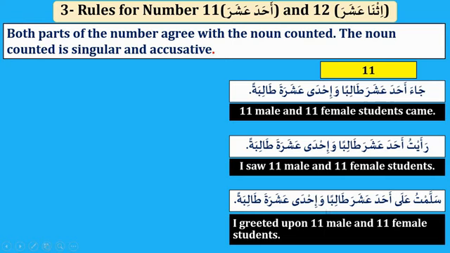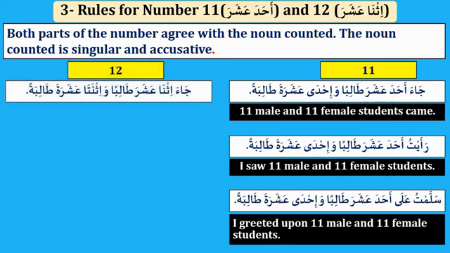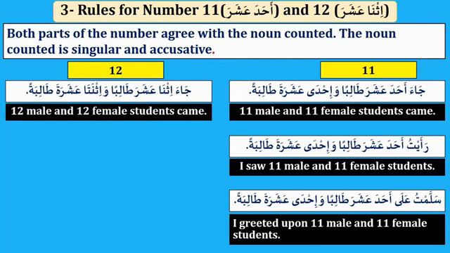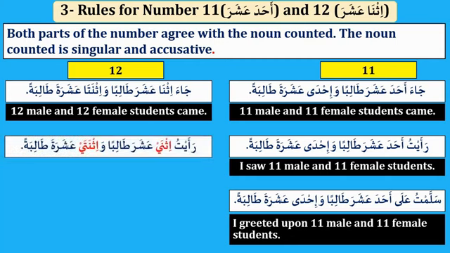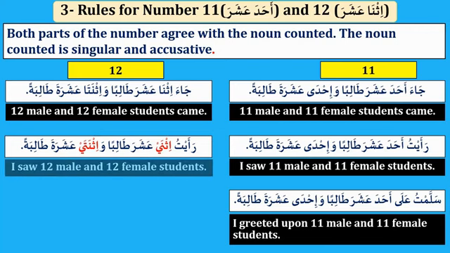And number 12, جاء 12 طالبا و12 طالبة. 12 male and 12 female students came. This is in nominative case. In accusative case, إثنى becomes إثني. رأيت 12 طالبا و12 طالبة. I saw 12 male and 12 female students.